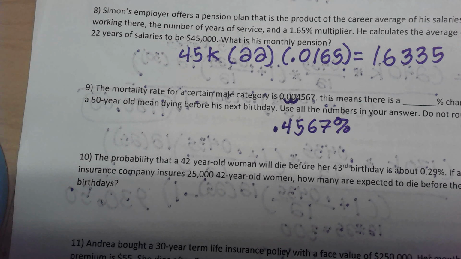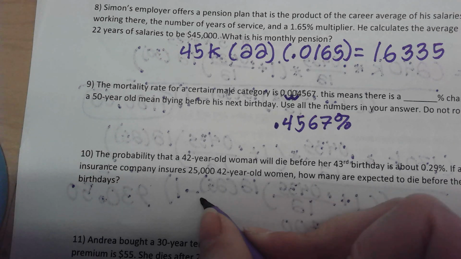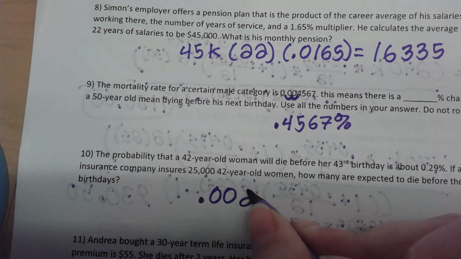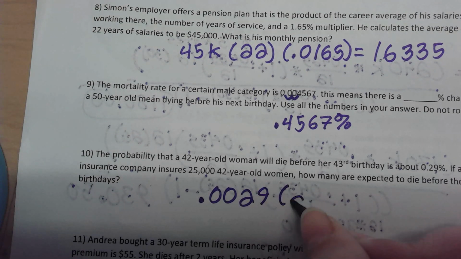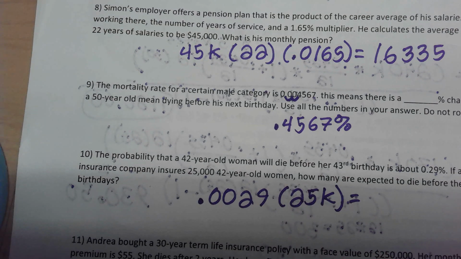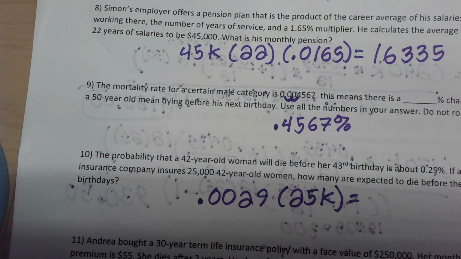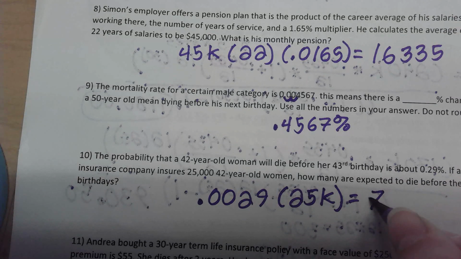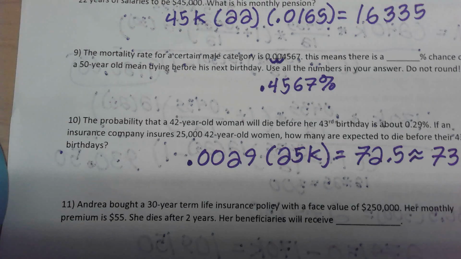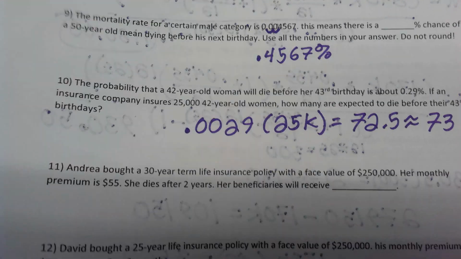Okay, so this one, everybody, we change the percent to a decimal. So it's 0.0029 times the number of people that they have insured, so times 25,000. Okay. So I got 72.5. So we're going to round that up to 73. So they expect 73 people to die before their next birthday.